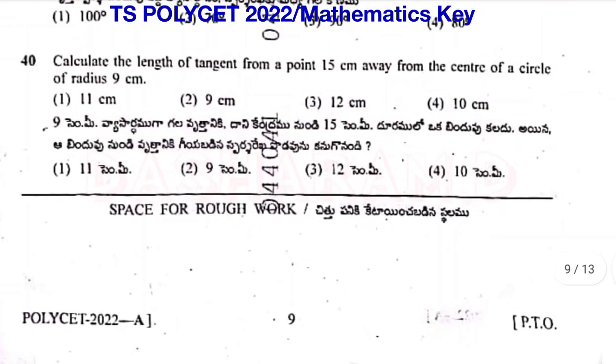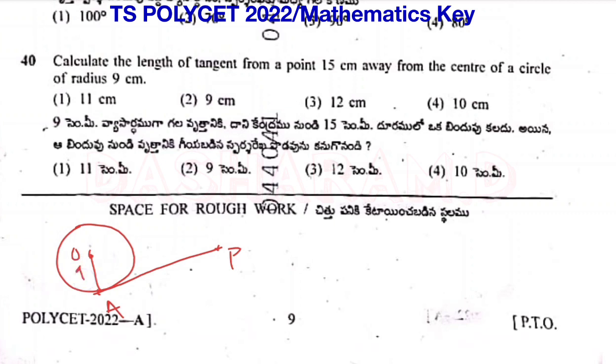Next, question number 40. Calculate the length of the tangent from a point 15 centimeters away from the center of a circle of radius 9 centimeters. So here is a circle with center O, and here is an external point P. Take it as a tangent. Here is A, and here is a radius that is 9 centimeters. Then it asks to calculate the length of the tangent, so the PA value is required. The point is 15 centimeters away from the center. The point is P, the center is O, so the distance between P and O is 15 centimeters.